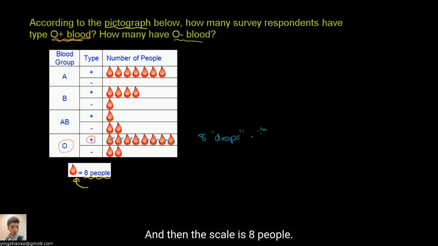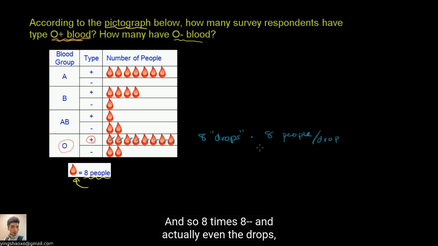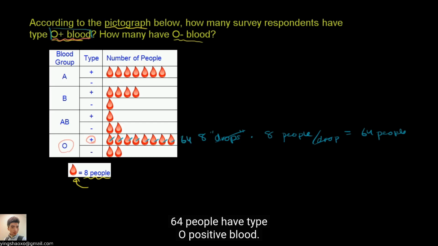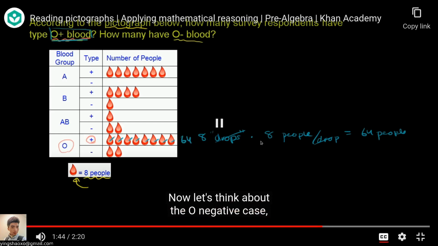And then the scale is 8 people per drop. So 8 times 8, and you can view the drops as canceling out. 8 times 8 is equal to 64 people. So they could have written literally the number 64 right over here. 64 people have type O positive blood. Now let's think about the O negative.